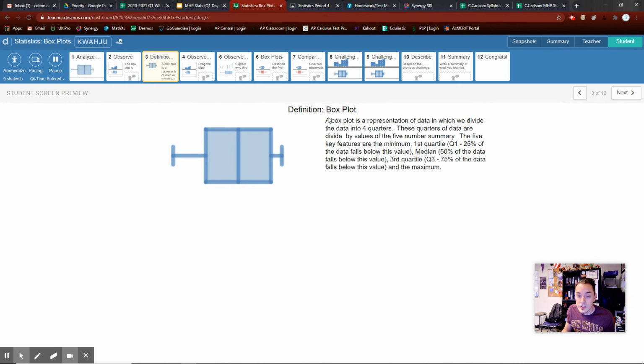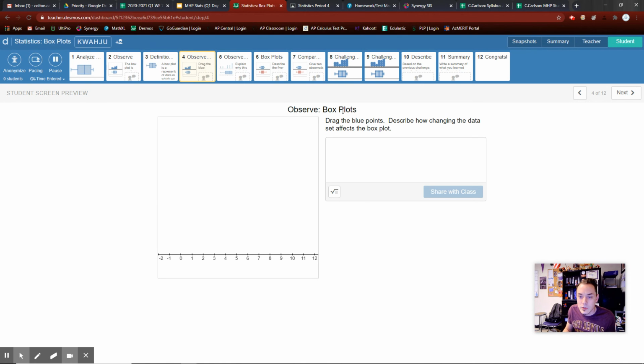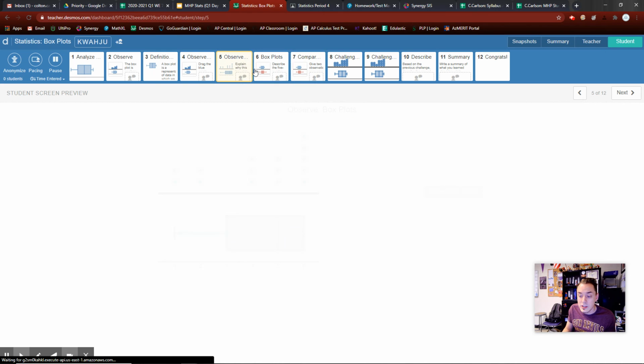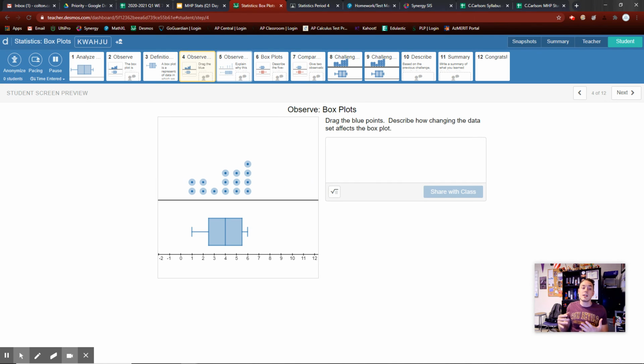So this is the definition of box plot. We already went through this, so that's great. And then observe. This is probably the last one I'm going to go through, guys, and then the rest will be yours. Just do the best you can. It is participation, but I really want you to look at not just box plots, but dot plots and how they relate to each other. And also, this gets you familiar with Desmos because you're going to be using it a lot.